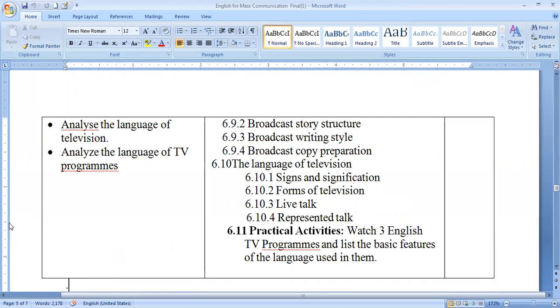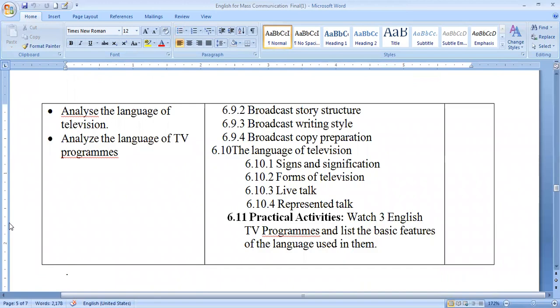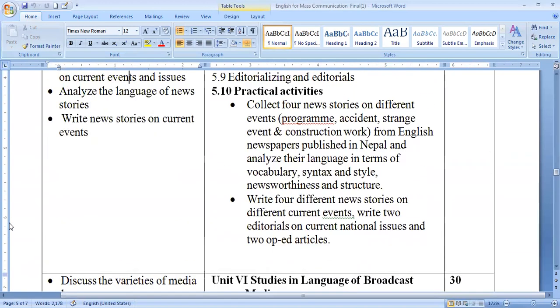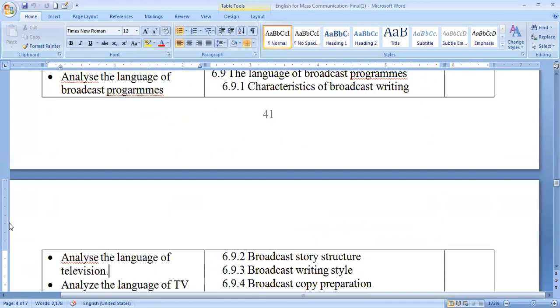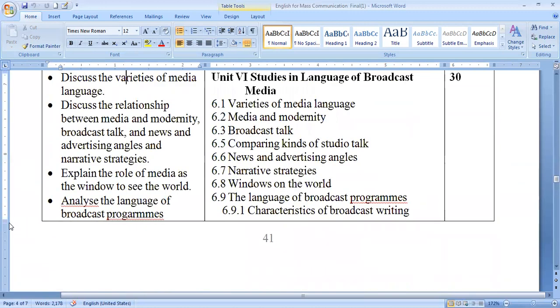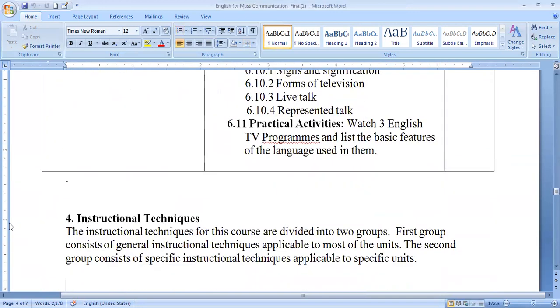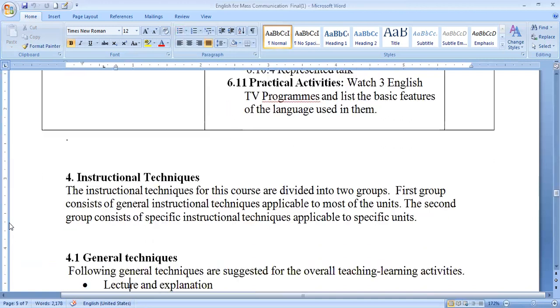Students have to watch at least three TV programs and list the basic features of the language used in them. So that is all about unit 6, studies in the language of broadcast media. So altogether there are 6 units in this mass media for communication course.